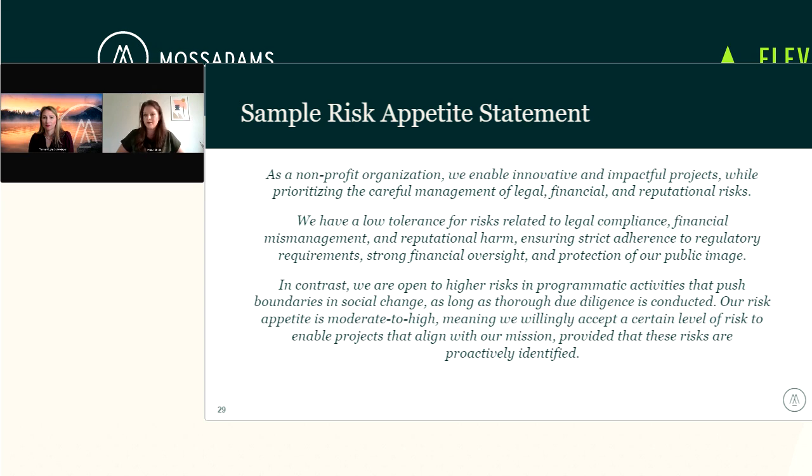In contrast, we are open to higher risks in programmatic activities that push boundaries in social change, as long as thorough due diligence is conducted. Our risk appetite is moderate to high, meaning we willingly accept a certain level of risk to enable projects that align with our mission, provided that these risks are proactively identified.